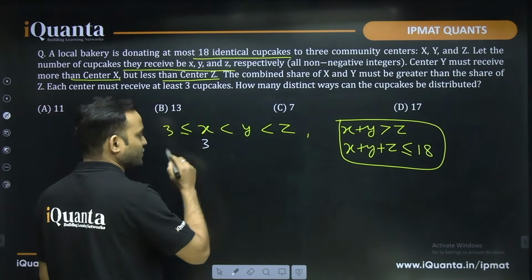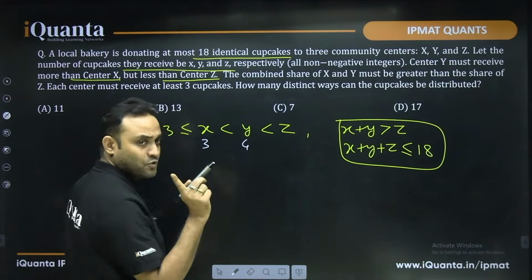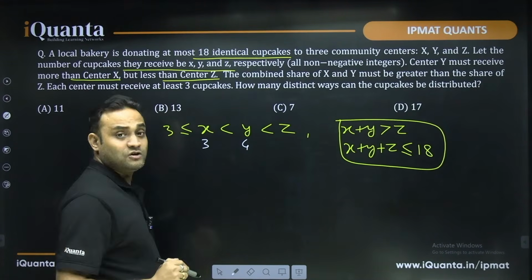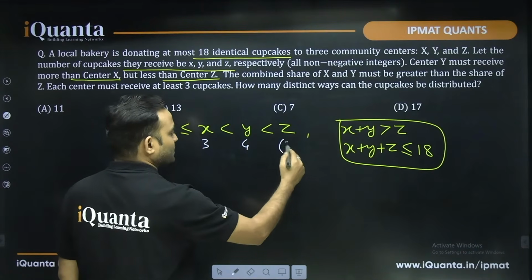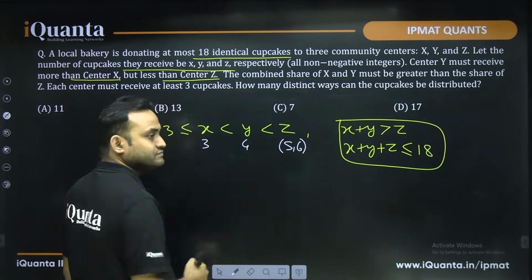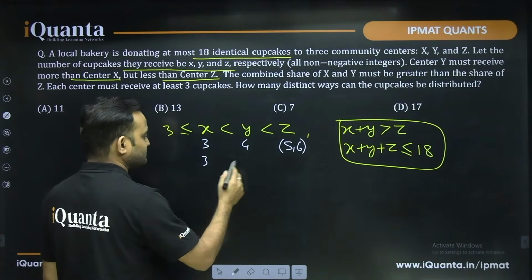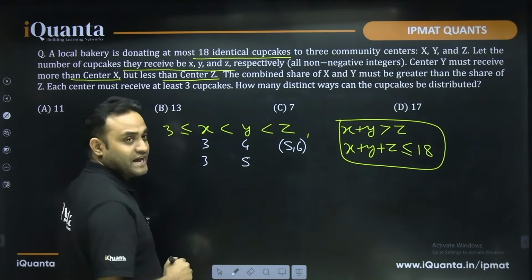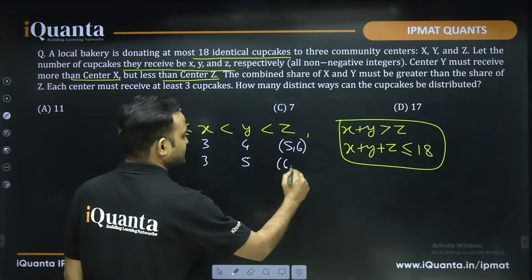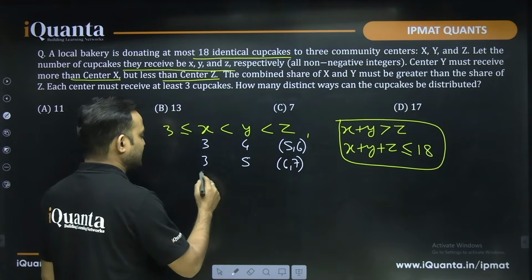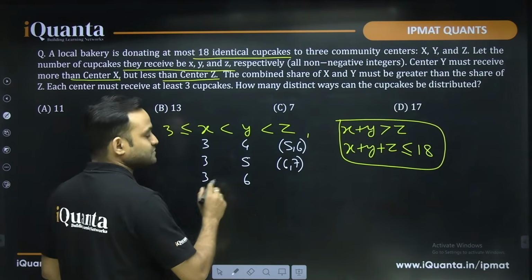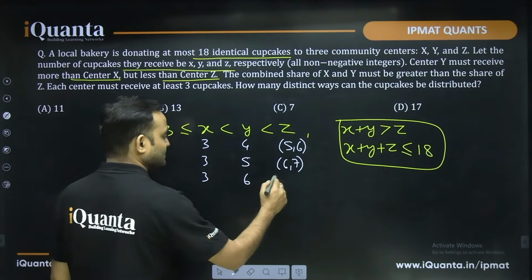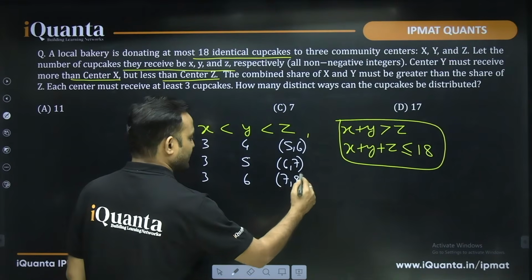If I take X as 3, Y will be at least 4, right? And what could be the value of Z? X plus Y is 7, so Z could be 5 or 6. Then if I take Y as 5, 5 plus 3 is 8, Z can be 6 and 7. Then if I take Y as 6, then 6 plus 3 is 9, it can be 7 and 8.